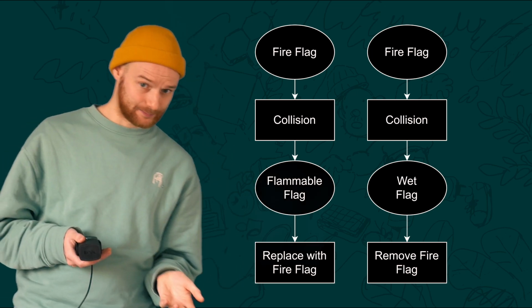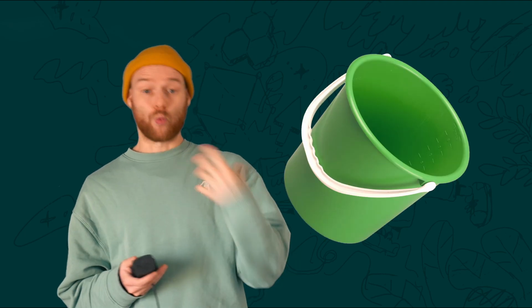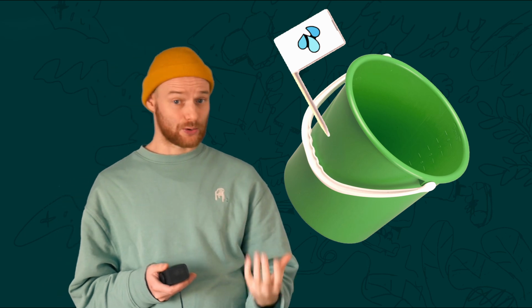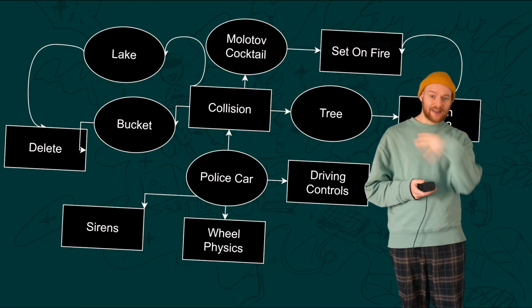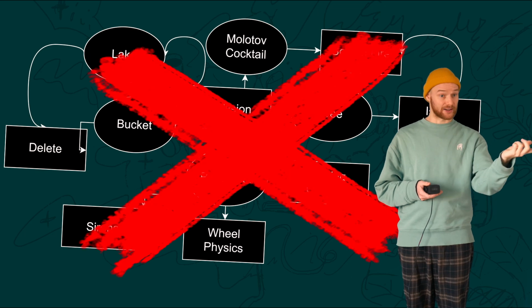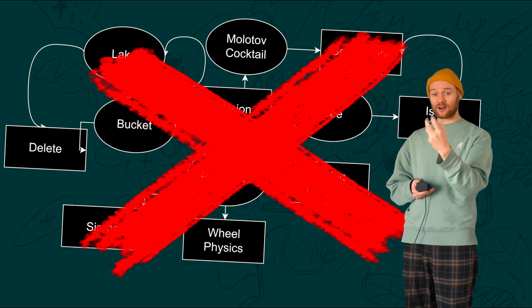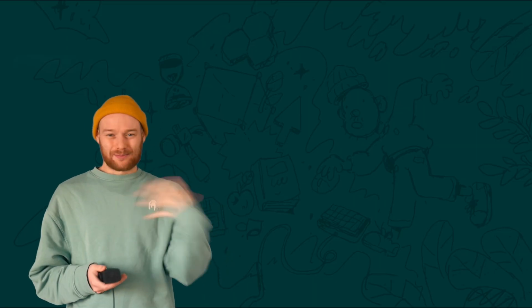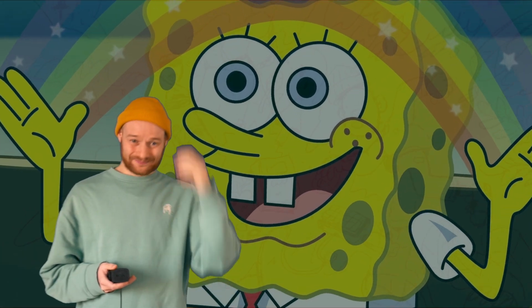We can also add a wet flag to a new item, the bucket. When you throw a bucket on anything that's on fire, it will automatically extinguish it, without manually defining every individual interaction between buckets, trees, police cars, lakes, and Molotov cocktails. Hopefully, the possibilities of this kind of design is already sparking your imagination a little bit. Systemic games use multiple of these systems to create a reactive playground for the player to interact with.